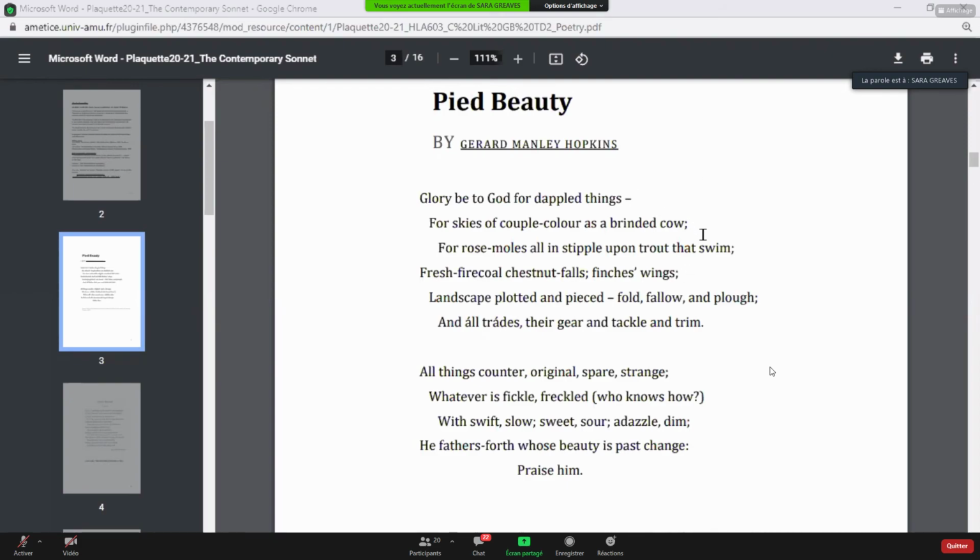Okay, all these lines are end-stopped, all of them. There are colons or semicolons or brackets or full stops, they're all end-stopped. And they're even more emphatic because they end with strong monosyllabic syllables. Okay.